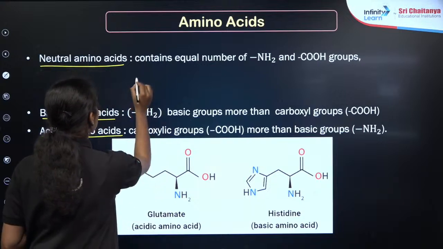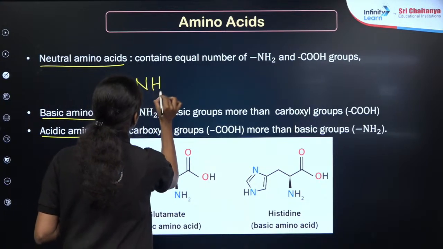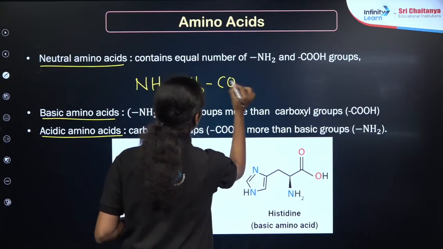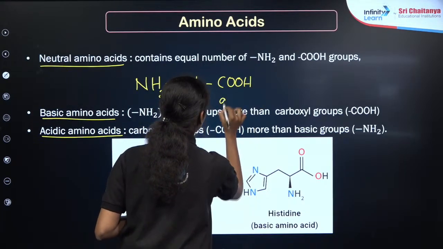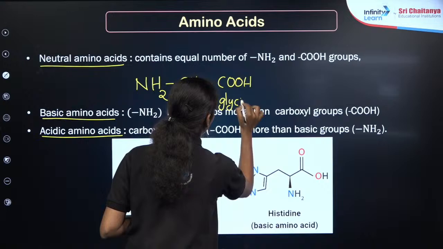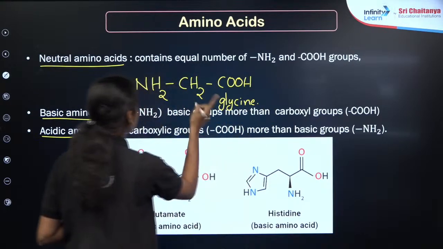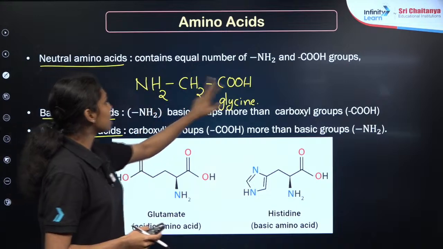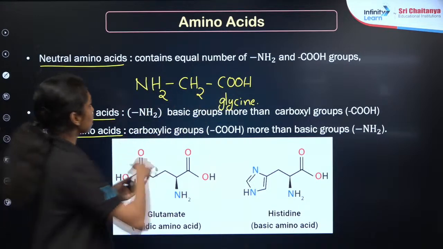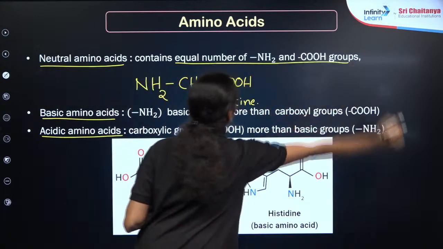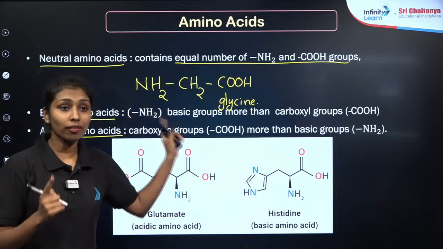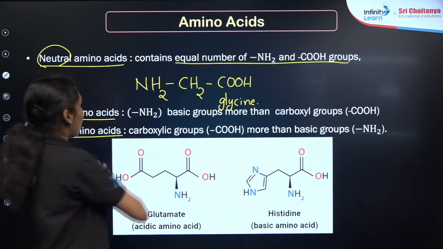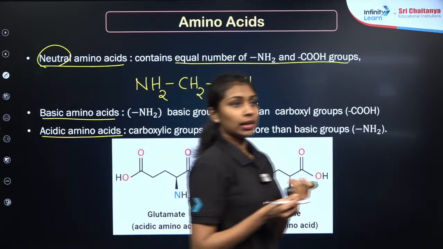For example, if I am taking the example of glycine, this is our glycine molecule or glycine amino acid. What is the observation you can see here? Same number of COOH and NH2 groups, right? One NH2 group and one COOH group, which means that an equal number of NH2 and COOH groups are present here. So we can call the glycine molecule an example of neutral amino acids, right? Clear?